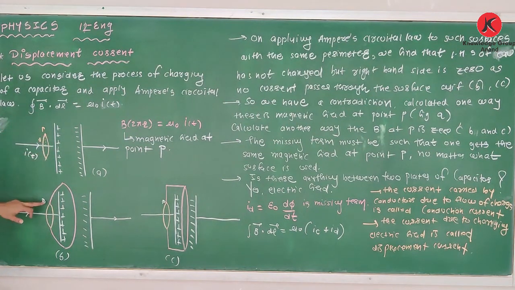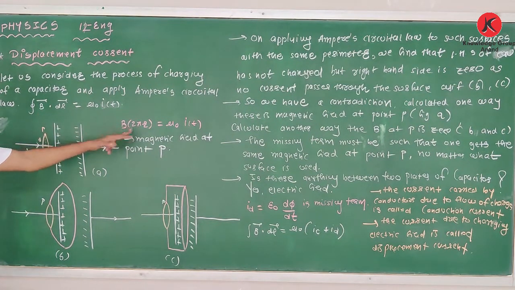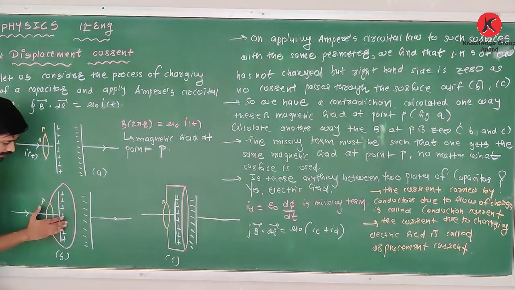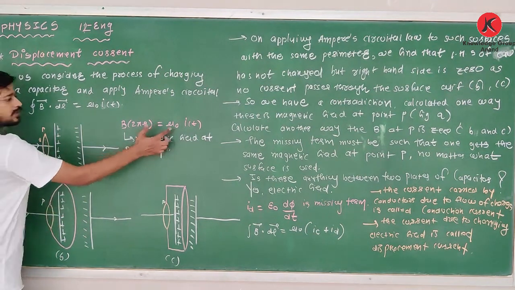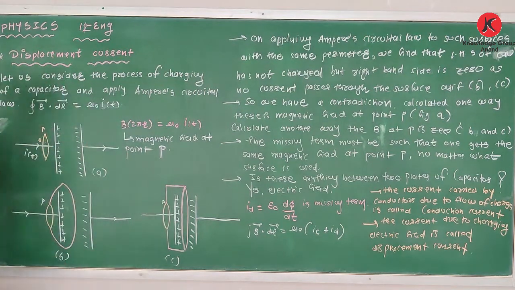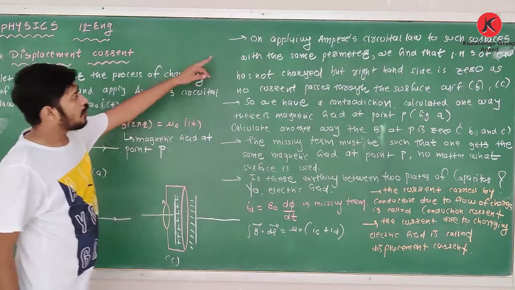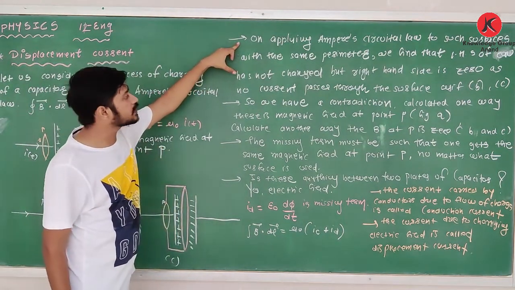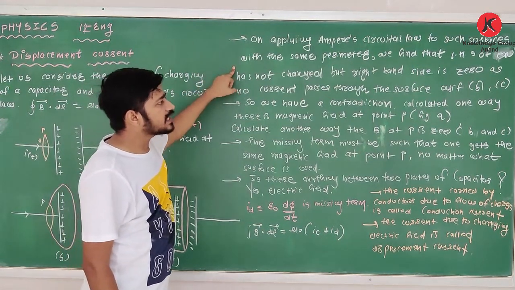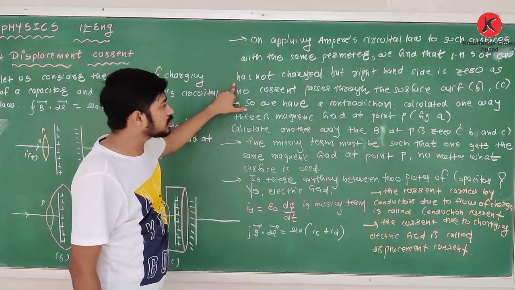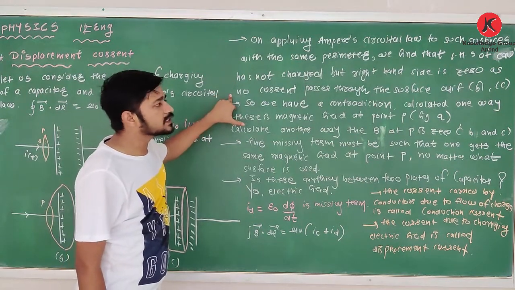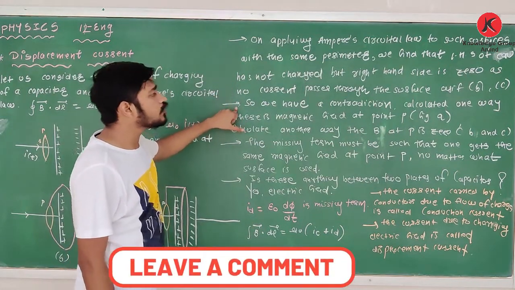Now, if we apply Ampere circuit law to these two surfaces, integration B dot dl, as we have to find at point P at distance r, is equal to mu 0 times I. The left hand side is the same, but what happens on the right hand side? Is there any current between the two plates of the capacitor? No, so the current will be 0 and the right hand side will become 0. On applying Ampere circuit law to such surfaces with the same parameters, the left hand side of the equation has not changed, but the right hand side is 0 as no current passes through surfaces B and C. So we have one contradiction.